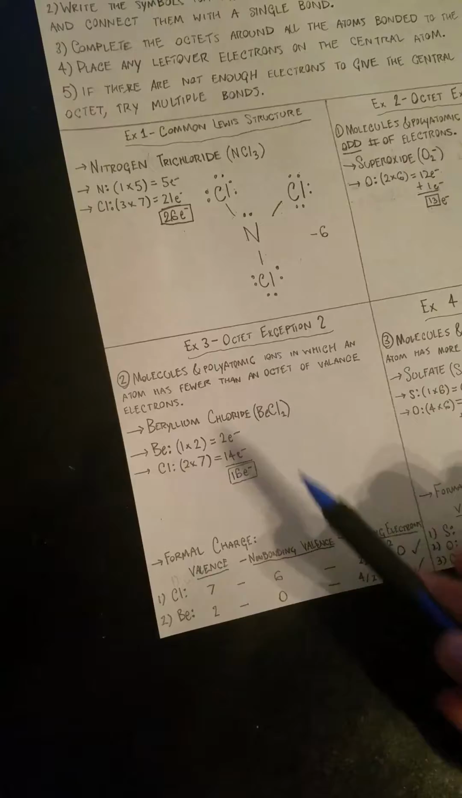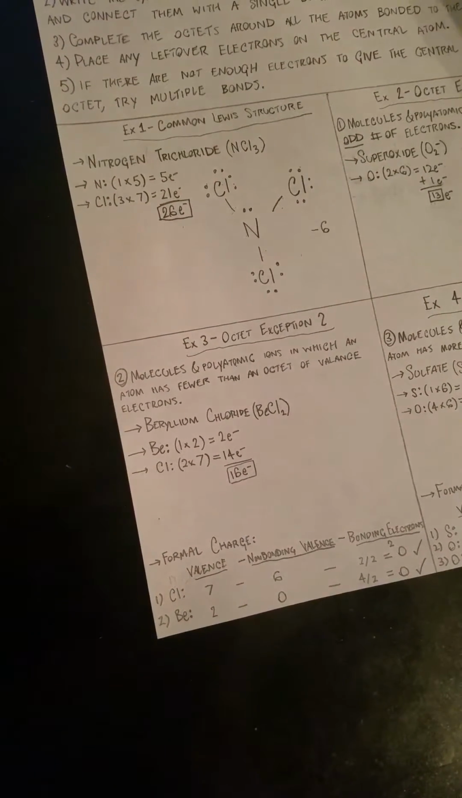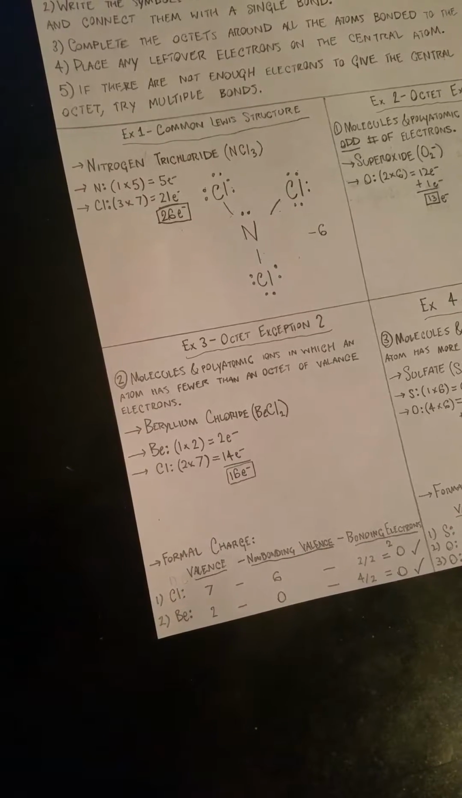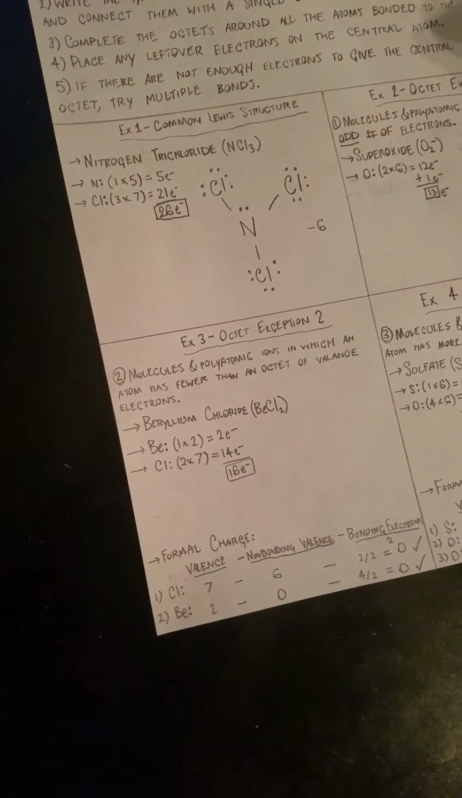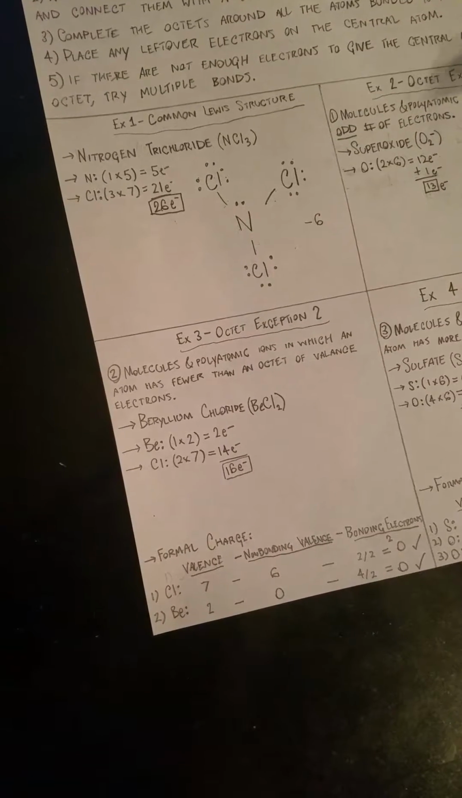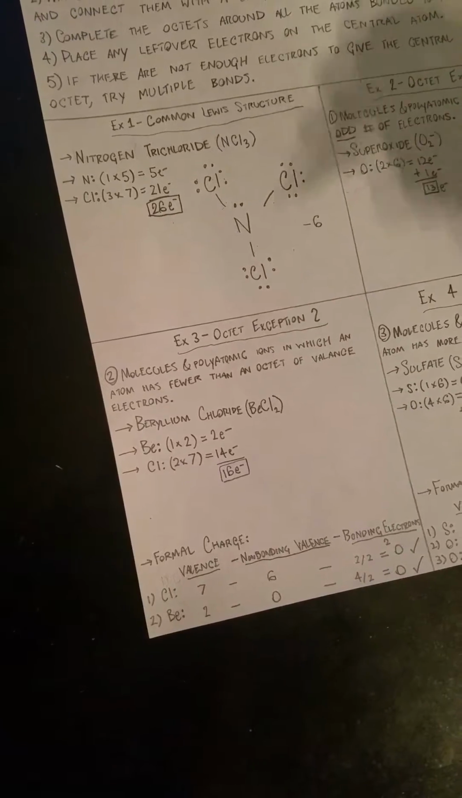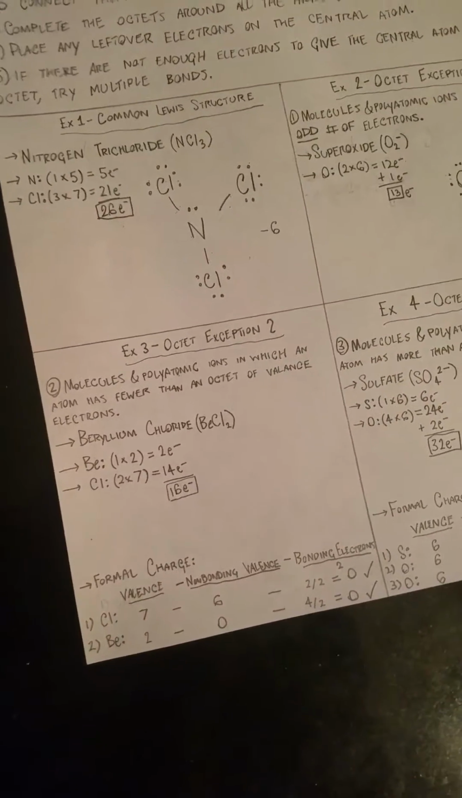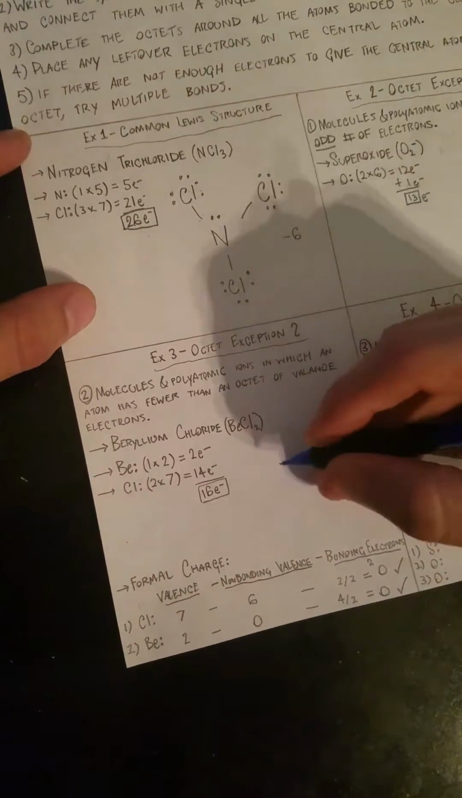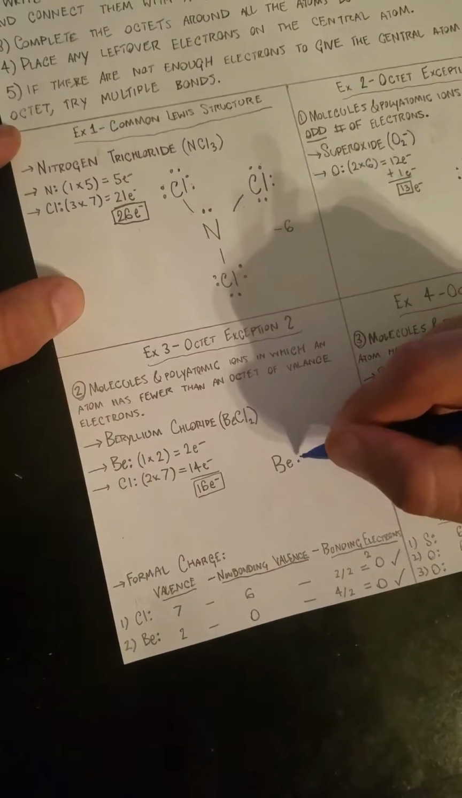The key note for this one is that if filling the octet of a central atom results in a negative charge on the central atom and a positive charge on the more electronegative outer atom, then you do not fill the octet of the central atom. You'll see what I mean here in just a second. So we're going to have beryllium in the center because it's the least electronegative.